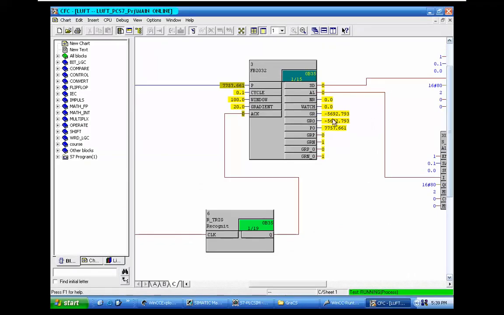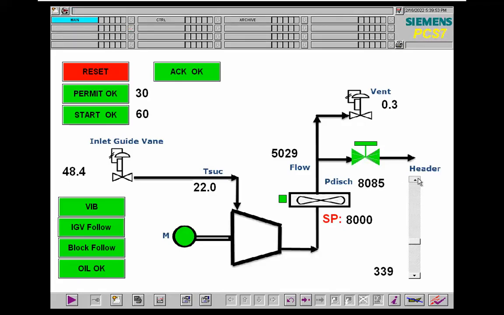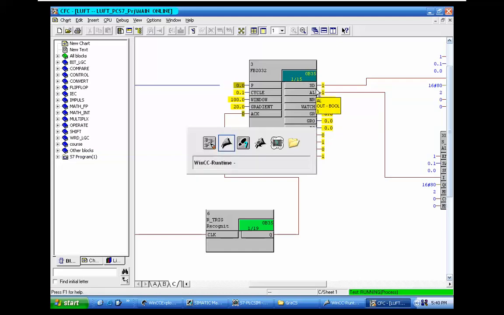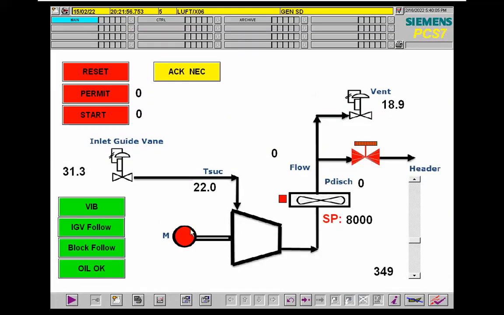So we need to watch what will happen. Let me increase it a bit here. That's the surge, and 20. We will pass the 20 here, so we have the shutdown. So the compressor is in shutdown status due to surge.